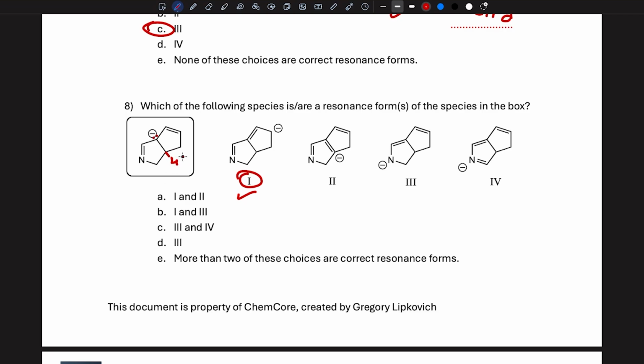But more than that, we can't even move this double bond here because that means we'll be breaking the octet rule. And so this next structure definitely doesn't make sense at all. This is totally invalid.